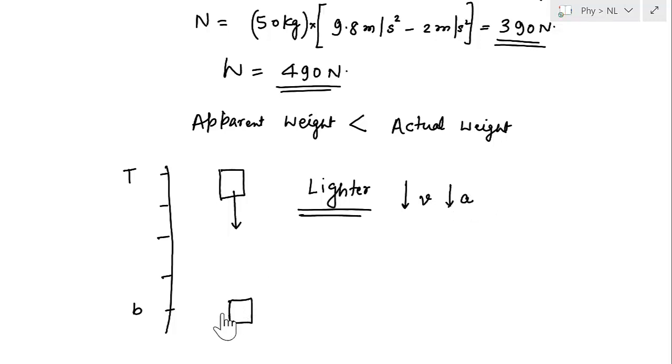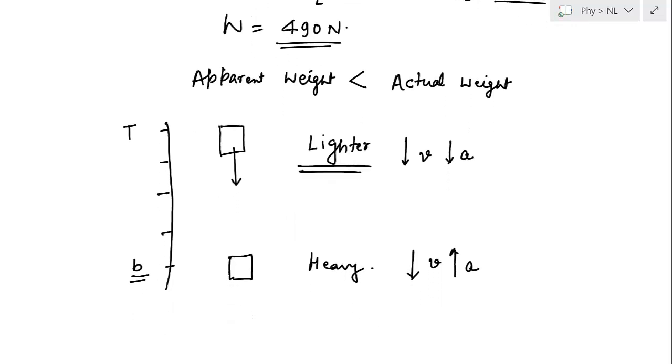Now when this is coming to the ground floor or bottom floor, this elevator has to decelerate so that it can finally come into the rest. So this is decelerating. In this case, velocity is still in the downward direction, but acceleration is in the upward direction because this is decelerating. So you feel yourself heavy. So in this case, you feel more weight. So this is the idea.